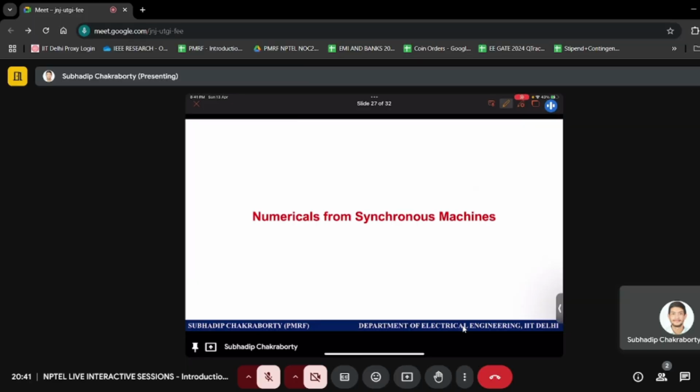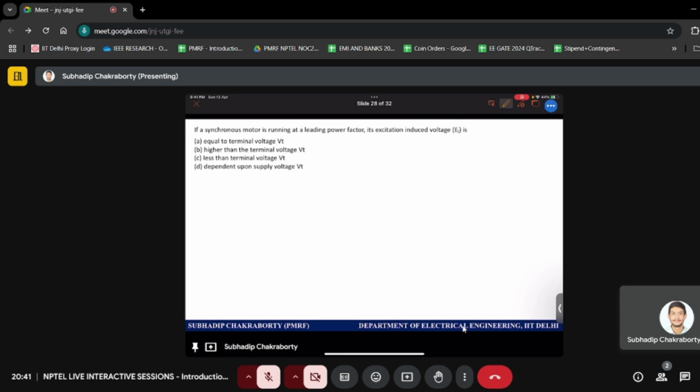So now we come to the numericals on synchronous machine. So it is operating as a motor, right? There was some doubt in the previous week that if this is VT and it is operating as a motor, it is taking, let's say, some leading power factor current, right? Let's say IA, and then VT minus IARA minus jIAXS.